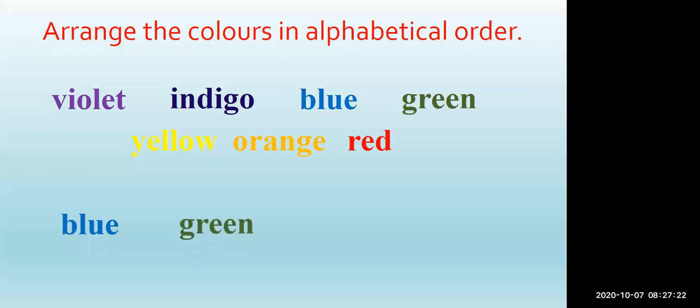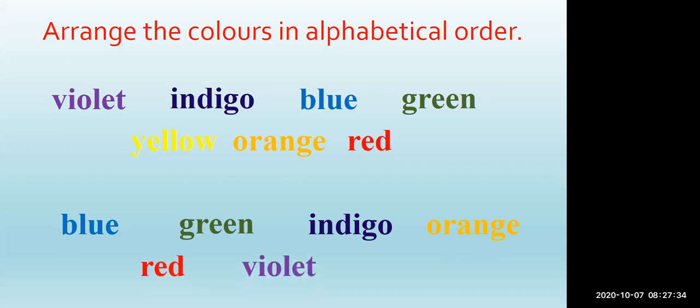Yes, G for green. I for indigo. O for orange. R for red. V for violet. Y for yellow. Okay, children? So your answers may be like this.